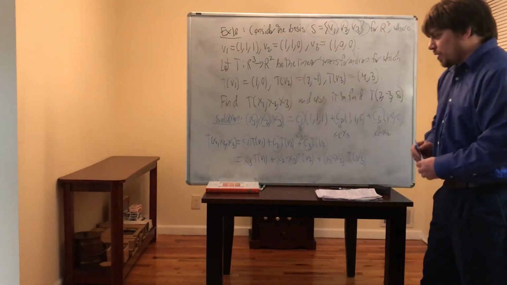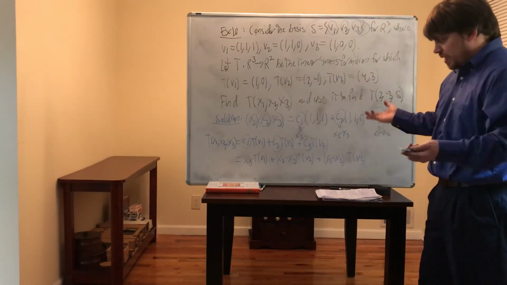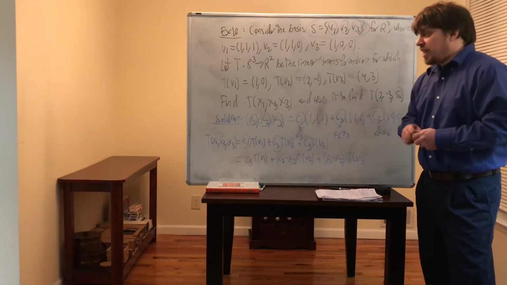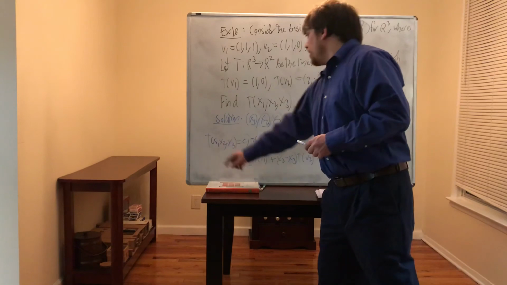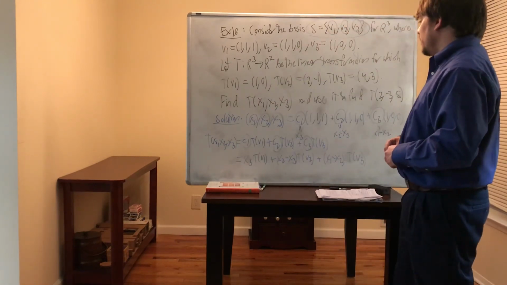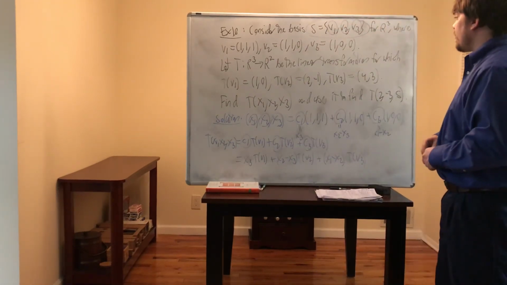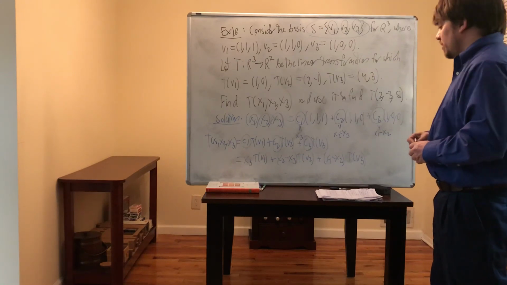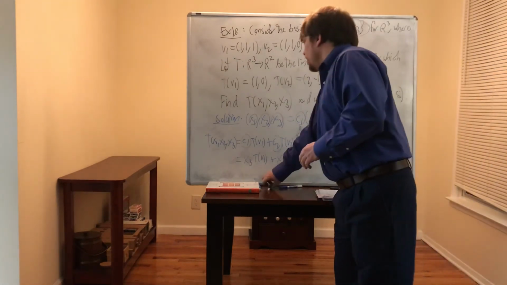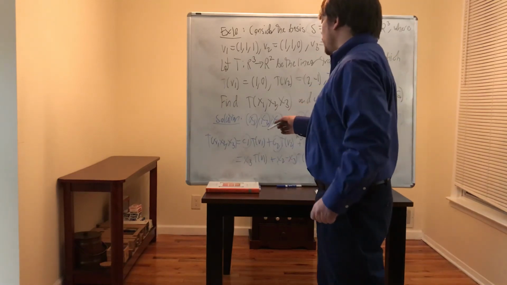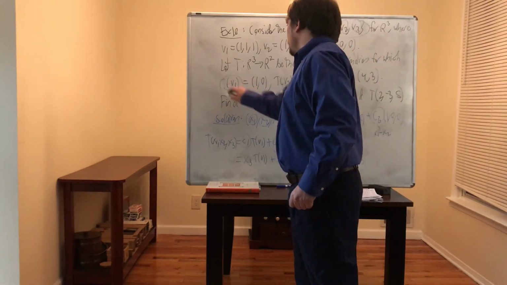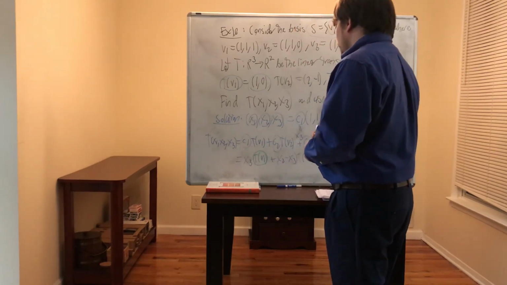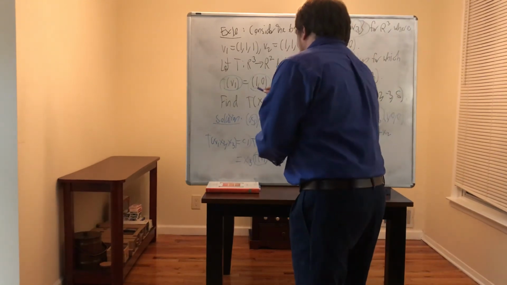So T of x1, x2, x3 is equal to x3 times T of v1 plus x2 minus x3 times T of v2 plus x1 minus x2 times T of v3. And so now I've expressed T of x1, x2, x3 like this. But here we know what T of v1 is. T of v1 is 1, 0. And so T of v1 here is going to be 1, 0.